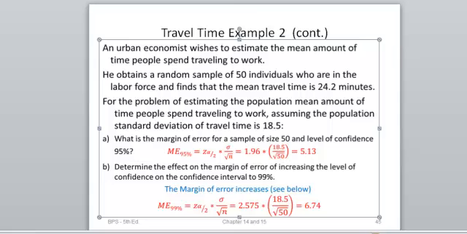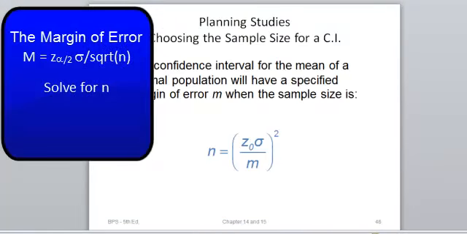So what was it? When we increased our confidence level, the margin of error increases. So when we're planning a study, choosing the sample size for a particular confidence level where we want a specific margin of error, or a margin of error no more than a certain amount, we have a way to do this when we know what sigma is.